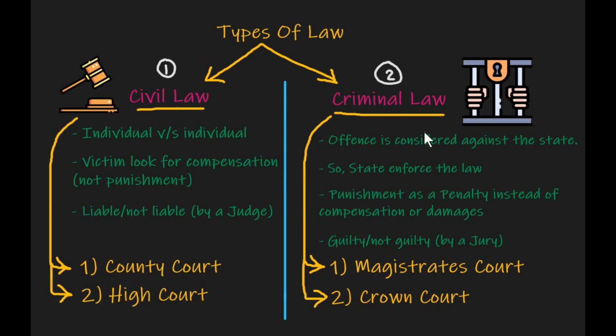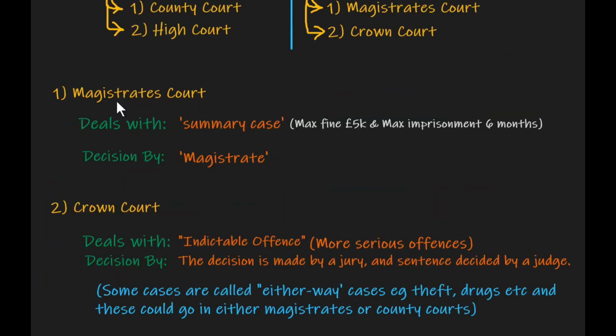While if I talk about criminal law, the offense is considered against the state. So the state enforces law here. Here in this case, the offender is punished for his act, and the jury decides whether the offender is guilty or not. Here we have two types of courts, magistrate court and crown court.